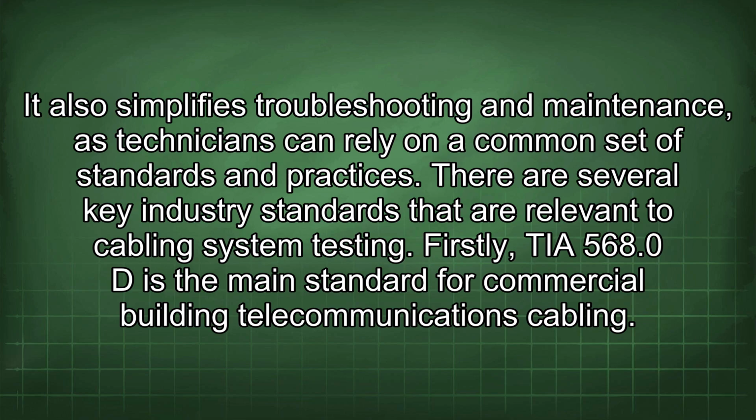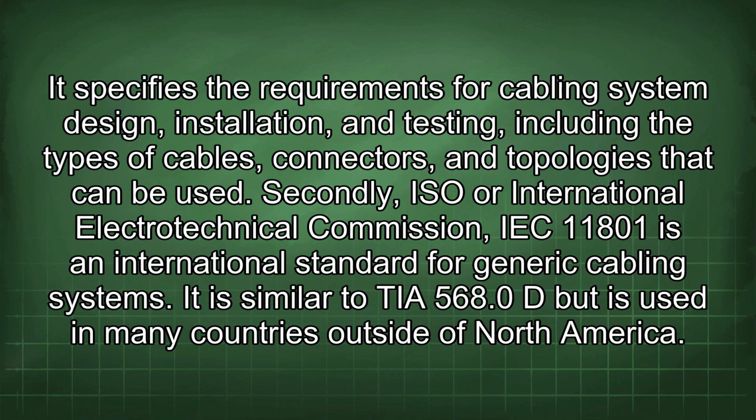Firstly, TIA 568.0D is the main standard for commercial building telecommunications cabling. It specifies the requirements for cabling system design, installation, and testing, including the types of cables, connectors, and topologies that can be used. Secondly, ISO, or International Electrotechnical Commission, IEC 11801 is an international standard for generic cabling systems. It is similar to TIA 568.0D but is used in many countries outside of North America.